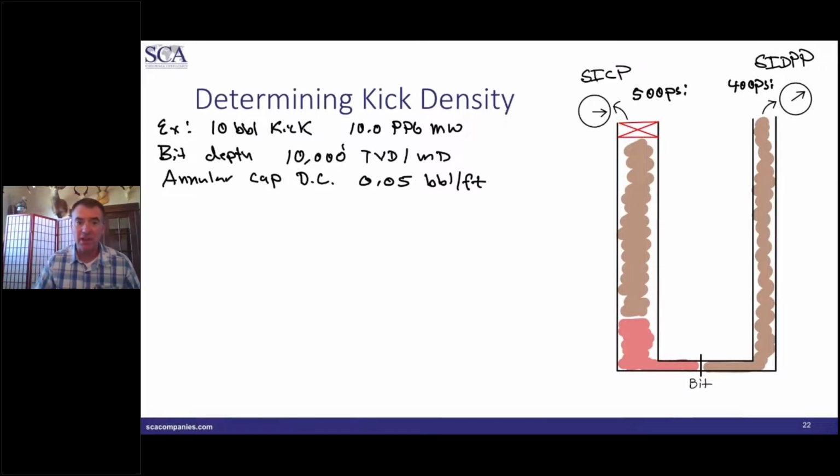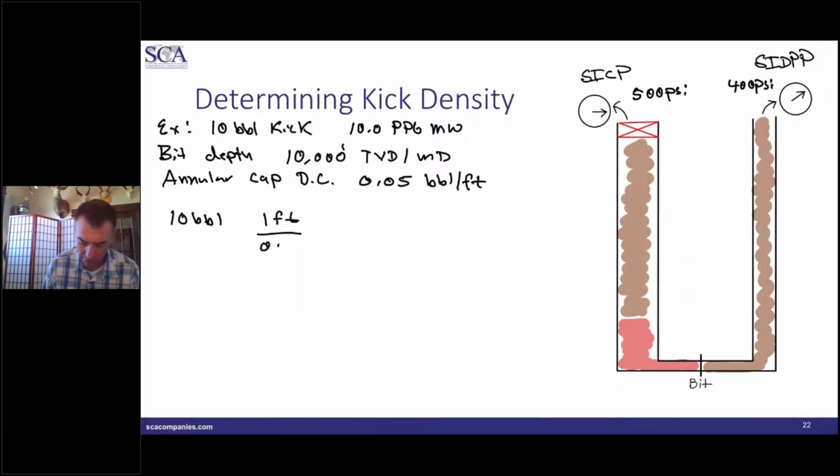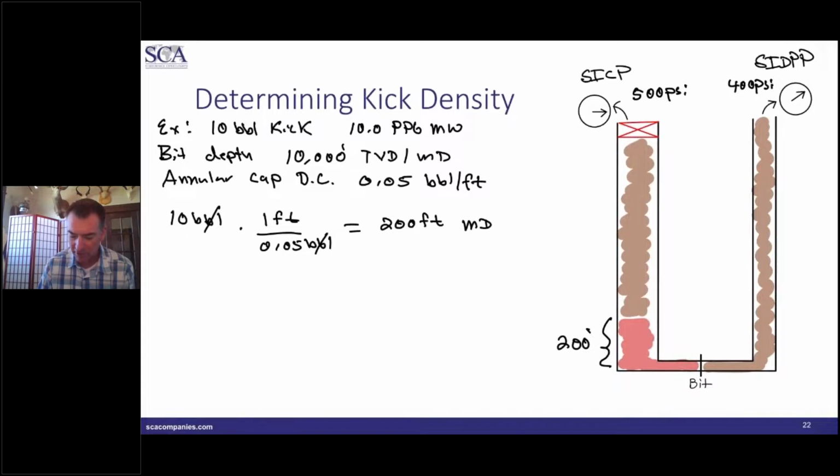So for this example, to keep it nice and simple, if I knew I had a 10-barrel kick, and I knew that 1 foot of my annulus holds 0.05 barrels, and I did that calculation, dividing my 10 barrels by 0.05, I would end up with 200 feet. These units would cancel out, and I would end up with a 200-foot height. So this is going to be 200 feet. That would be MD, but since this is a vertical well, it is also TVD.